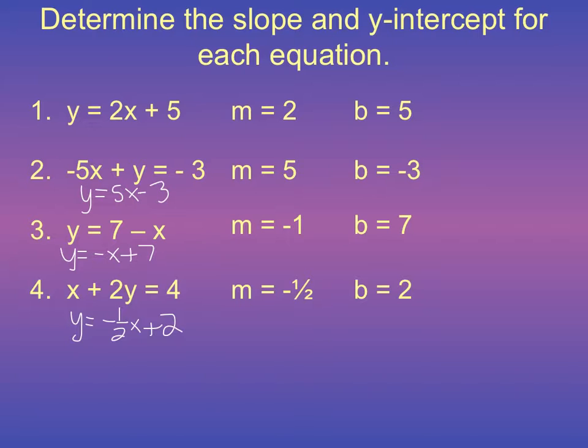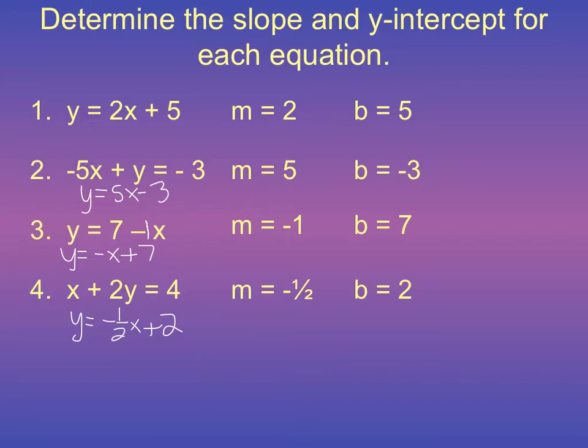Example 3 is already in slope-intercept form. I just used commutative property to rewrite it. So then now your slope is that -1 and your y-intercept would be +7. And then example 4, you would have subtracted your x and then divided by 2 so that your slope became -1/2 and your y-intercept was 2.